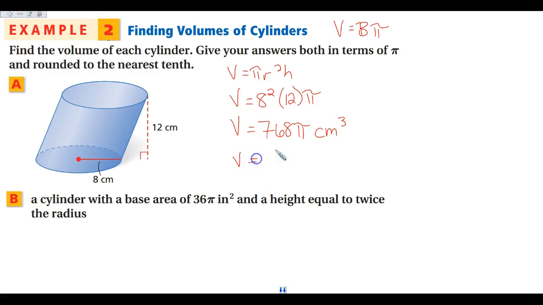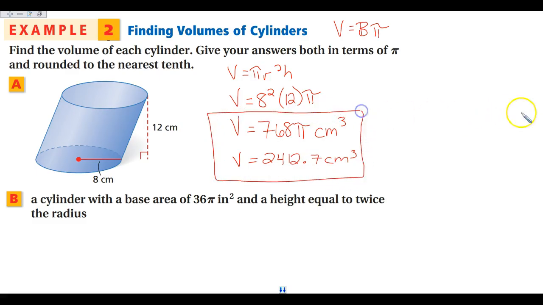And then we put that in our calculator. We do 768 times pi to get to the nearest tenth, which is going to be 2,412.7 centimeters cubed. So this is my answer in terms of pi and to the nearest tenth.